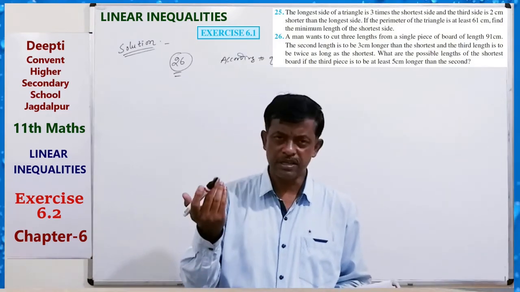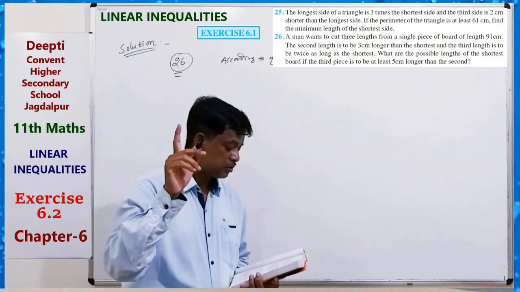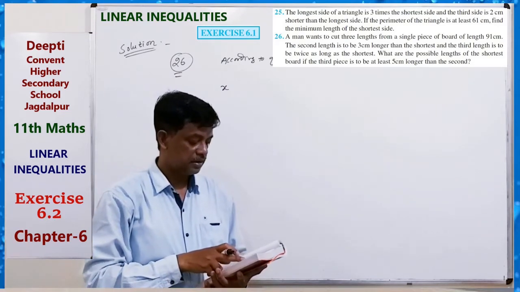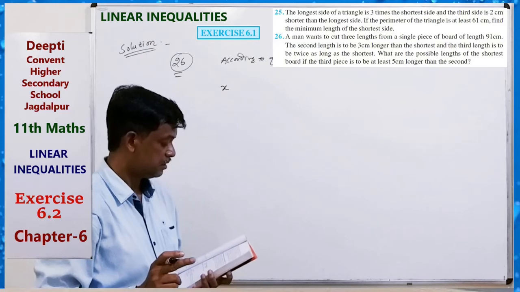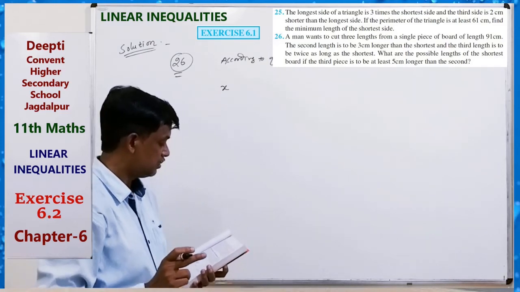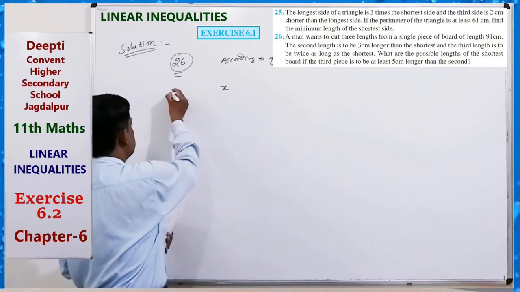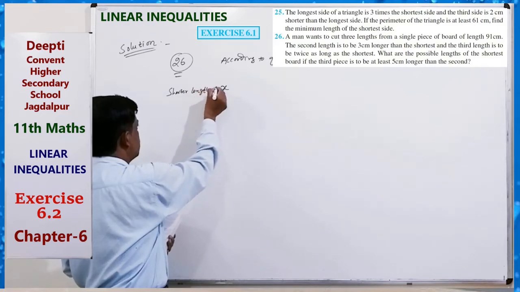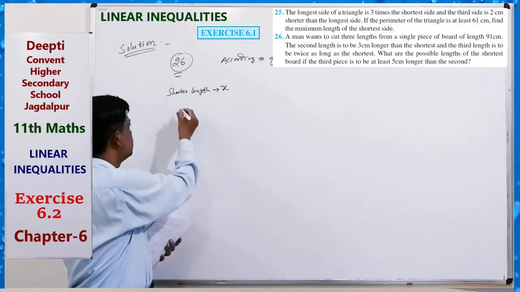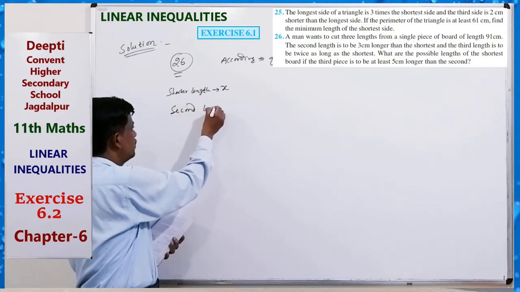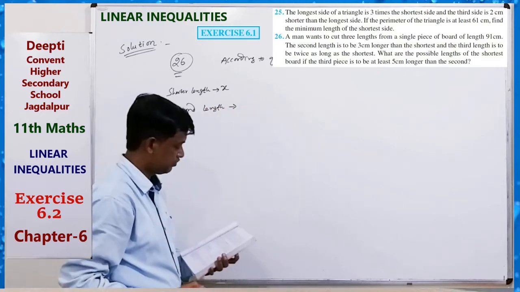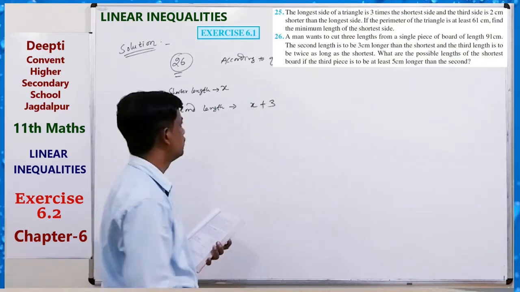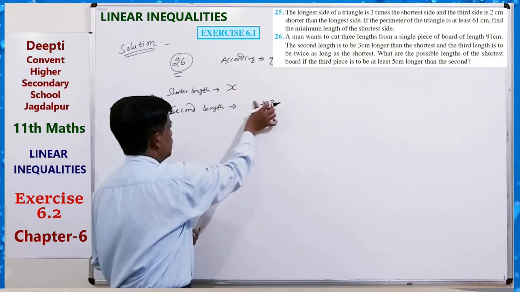So here, first of all, if we take the shorter length as x, then the second length is 3 centimeter longer than the shorter, that is shorter plus 3. So the second length is x plus 3.